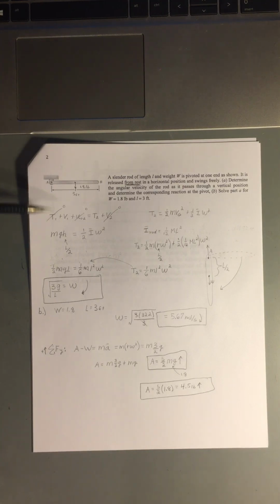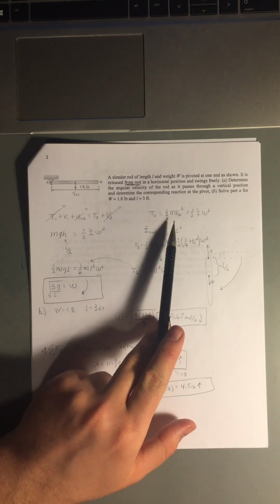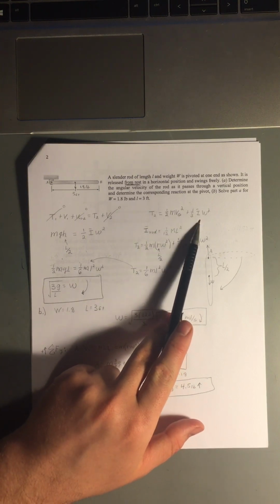And so knowing that simplifies, I just wrote down the terms for our potential and kinetic energy that we know. And then for T2 over here, we know that there's the translational portion and the rotational portion.